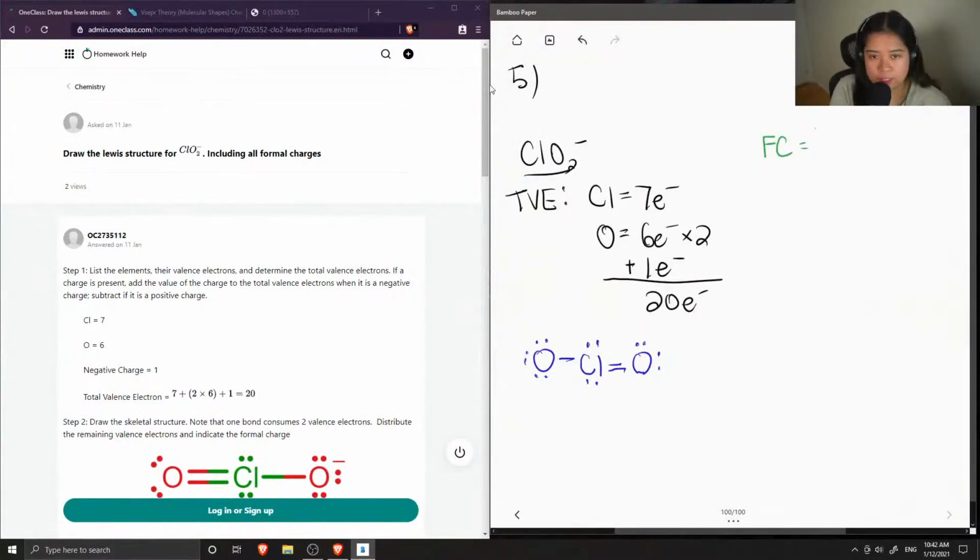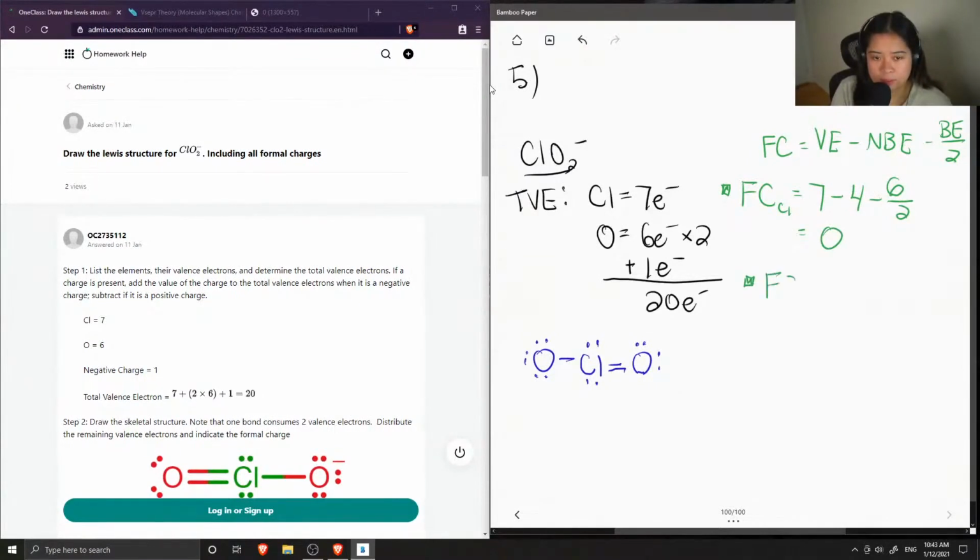The formal charge is the number of valence electrons minus the number of non-bonding electrons minus the number of bonding electrons divided by 2. So for chlorine, it has 7 valence electrons, and in this structure there are 4 non-bonding electrons, and there are 3 bonds to chlorine, so each has 2 bonding electrons, so there are 6 in total. So 7 minus 4 minus 3 is 0. So our chlorine is neutral.